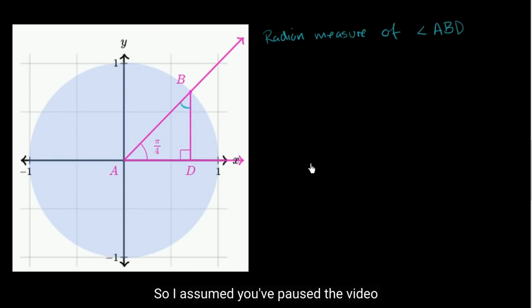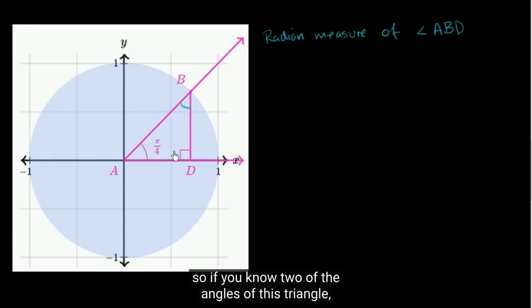So I assume you've paused the video and tried to do this on your own. So let's think about what ABD would be. We know two of the angles of this triangle, so if you know two of the angles of this triangle, you should be able to figure out the third.